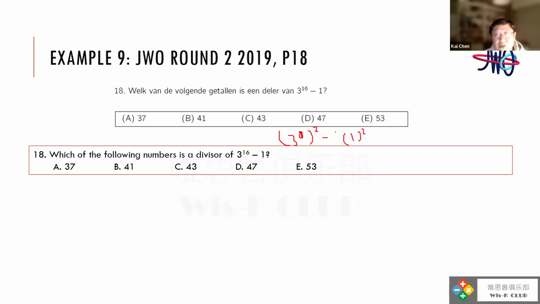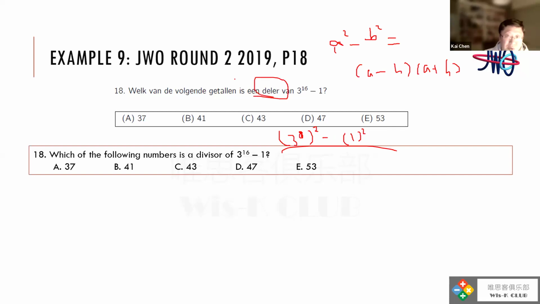So you get what? This is the difference of squares. Like you know already, a squared minus b squared is a minus b times a plus b. So that's already a factorization. Because this question is about a divisor or a factor, so you need a factorization.